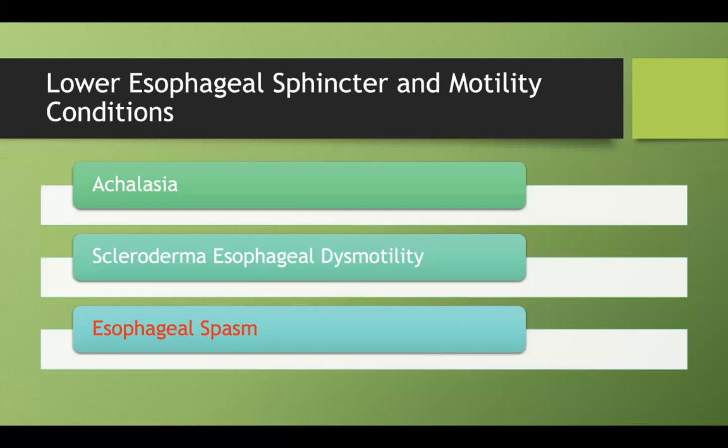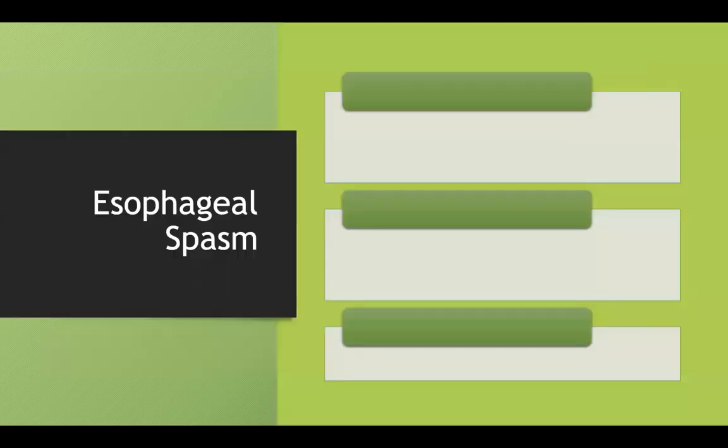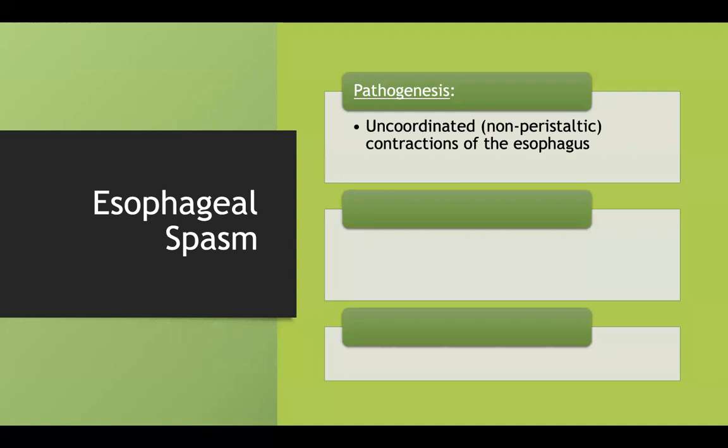And the last one I'm going to talk about, not so much a lower esophageal sphincter problem, but just a general motility problem, is esophageal spasm. And so the pathogenesis of this is that you have uncoordinated contractions of the esophagus. And there's nothing wrong with your lower esophageal sphincter, but you just have these weird contractions going on in your esophagus that prevents food from going down in a coordinated pattern.